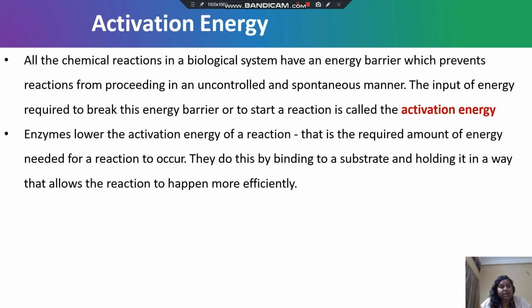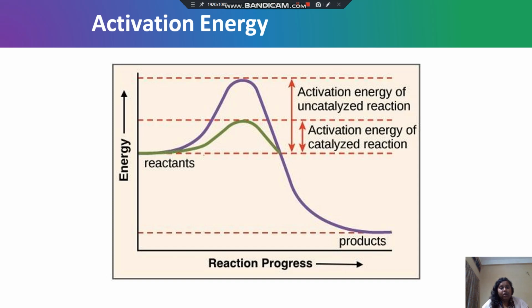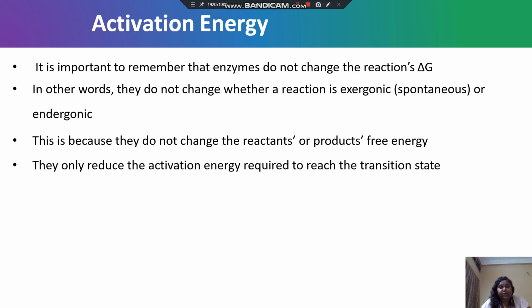Now about the activation energy. All the chemical reactions in a biological system have an energy barrier which prevents reactions from proceeding in an uncontrolled and spontaneous manner. The input of energy required to break this energy barrier or to start a reaction is called the activation energy. Enzymes lower the activation energy of a reaction, that is, the amount of energy needed for a reaction to occur. They do this by binding to the substrate and holding it in a way that allows the reaction to happen more efficiently. So this is the chart for the activation energy.